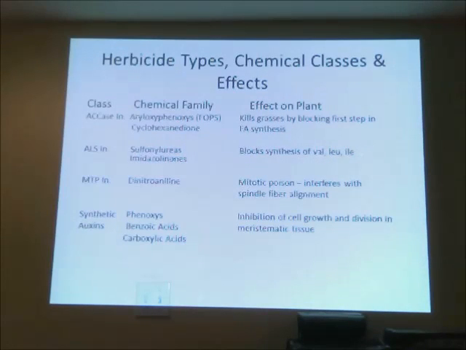These are 3 branched amino acids, and again, without these amino acids, there are particular proteins that the plant is unable to synthesize, and therefore it will die. There are 2 principal categories, chemical families: the sulfonylureas, which we'll see examples of in a few moments, and the imidazolinones are the other category.